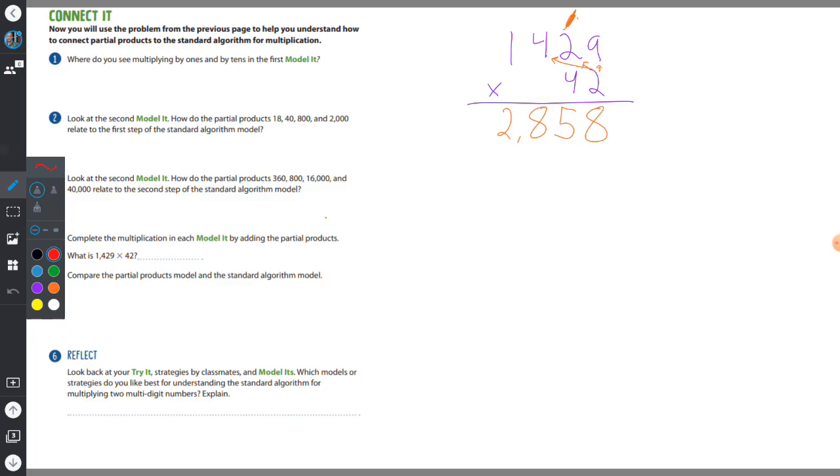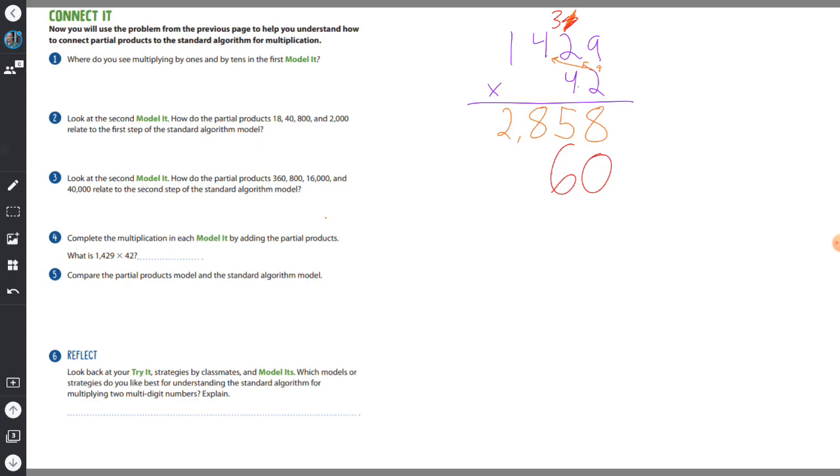A 0. You're always going to put a 0 because we're multiplying by the tens place. So go ahead, put a 0 right there. Whenever you multiply a 10, there's always going to be a 0 in the ones place. Can't get anything there. So we do 4 times 9 is what? 36. We put the 6 down, cross off that 1, and put a 3 up there.